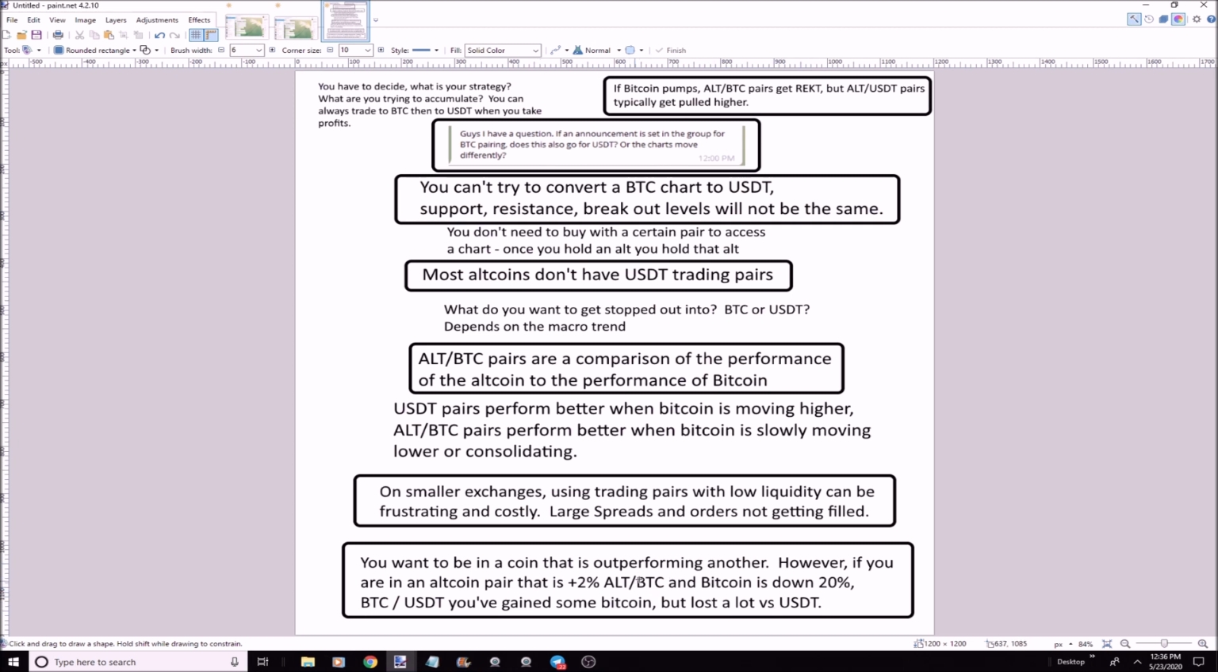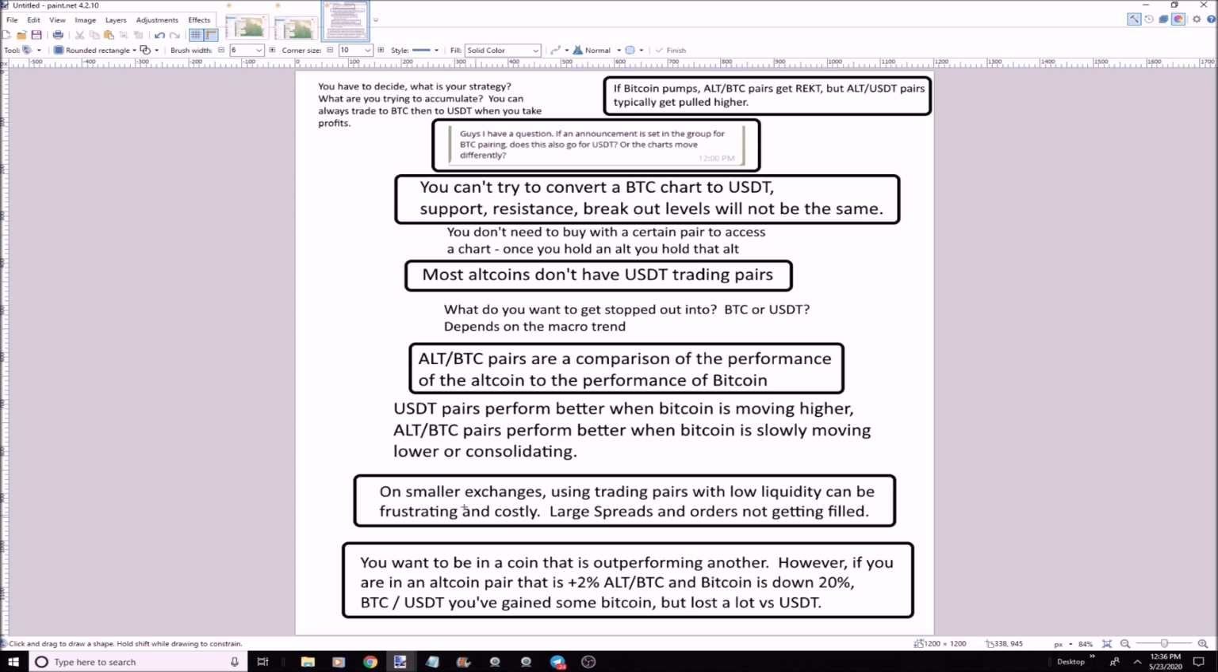So you took a loss compared to USDT. Yes, you did make some Bitcoin though, but you lost a lot versus USDT. So there's a lot of things that go into this. You always want to find the coins that are outperforming the next coin, right? If you're buying apples and oranges, you want to be sure apples are outperforming oranges, okay? And you don't want the price of oranges to be plummeting, right?